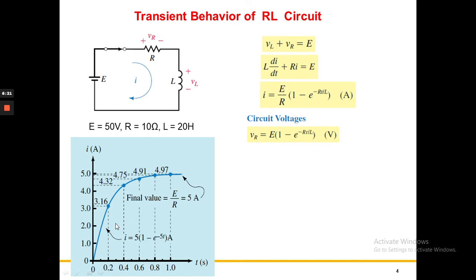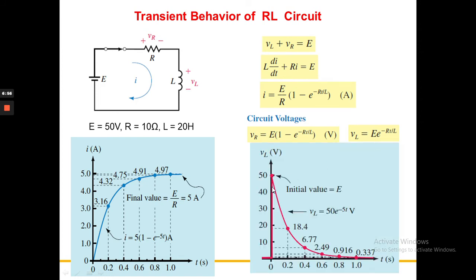So the voltage drop across the resistance will be proportional to the current through it. So this waveform will be the same. The graph will be the same. Then the voltage drop across the inductance will be the supply voltage minus the voltage drop across the resistance. So E minus this term. So the voltage drop across the inductor will be this value. This is exponentially decreasing. So if you plot this graph, you will get a graph like this.